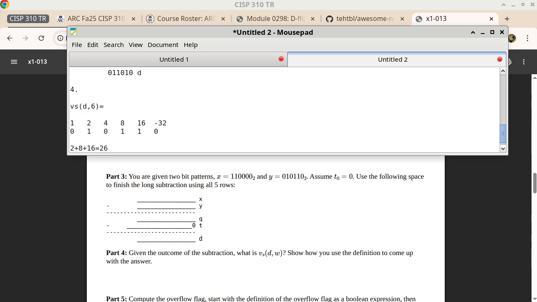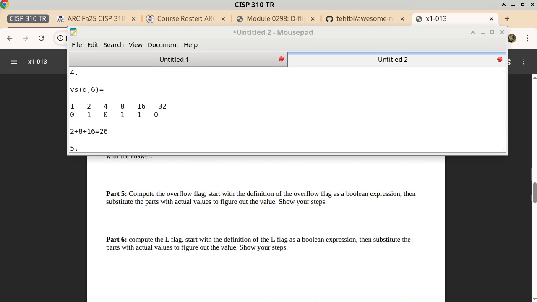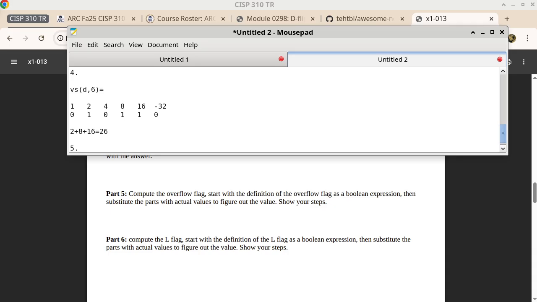All right, so then we move on to part 5, which says compute the overflow flag. Start with the definition of the overflow flag as a Boolean expression. That is very, very explicit. You can use OV, which is what I sometimes use. You can use lowercase o, uppercase O, or spell out the entire thing with flag in it. These are all acceptable. I just need to know that whatever follows is the equation that specifies the overflow flag.